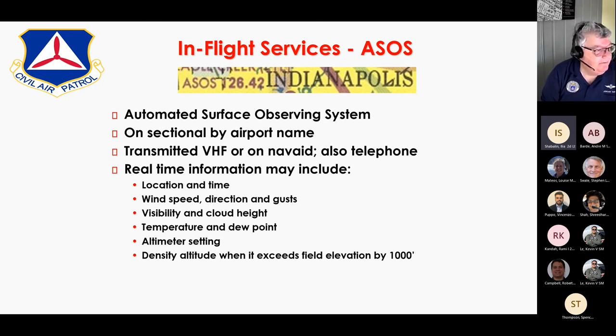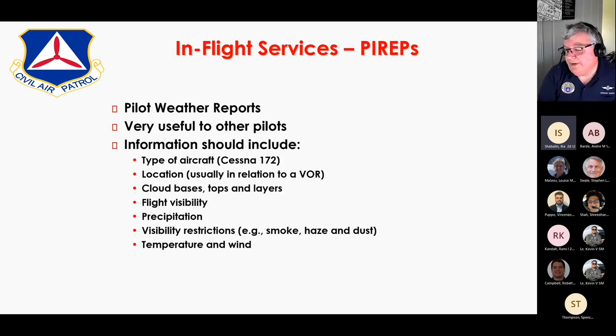ASOS, same kind of deal. Might also be able to get it by telephone. Pilot reports. It's useful to other pilots. The information when you deliver one should include the type of aircraft, your location, cloud types, tops, layers, visibility, precipitation, temperature, and wind. Like I said, a lot of times you're actually too busy to do stuff like this, but on maybe a long RTB, you might want to do one of these. It's good to know how to do them at least.